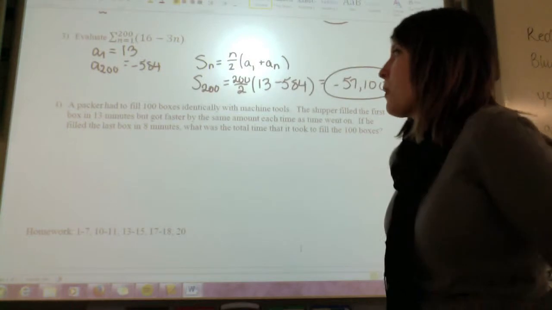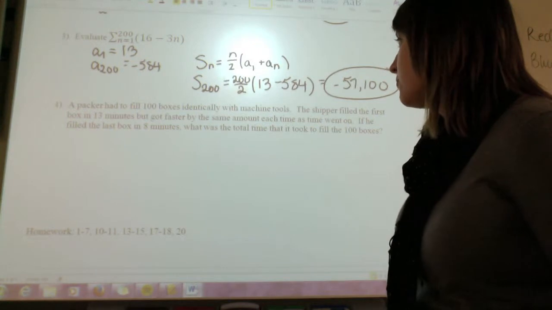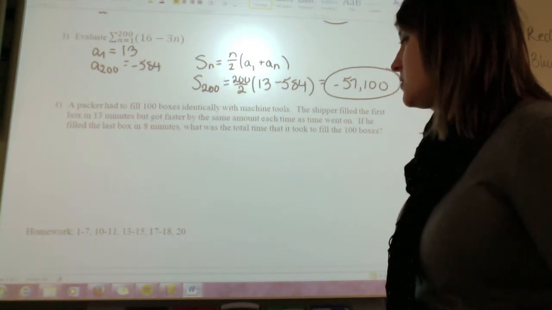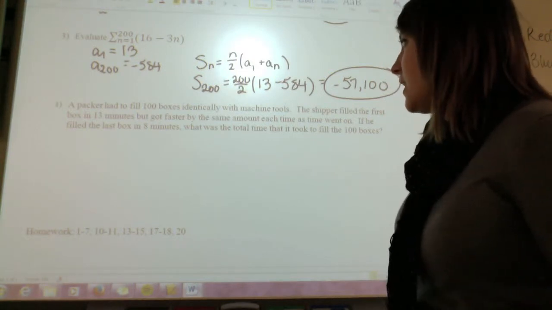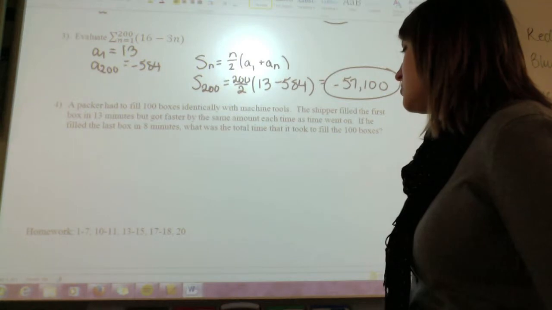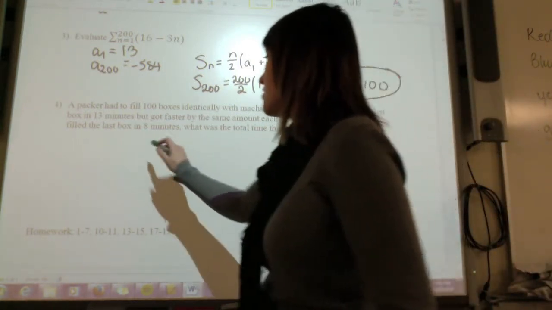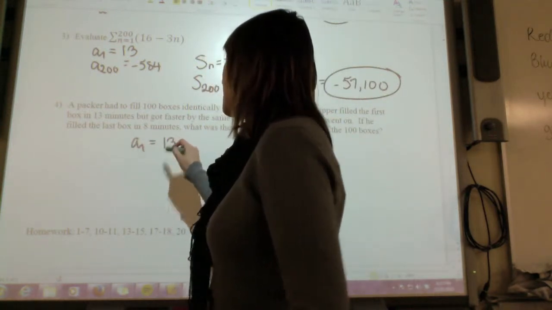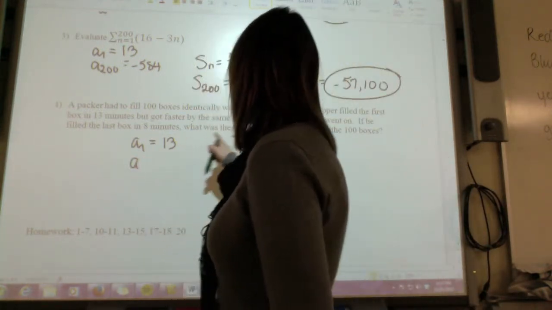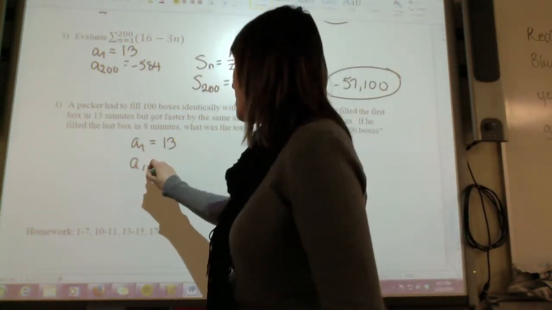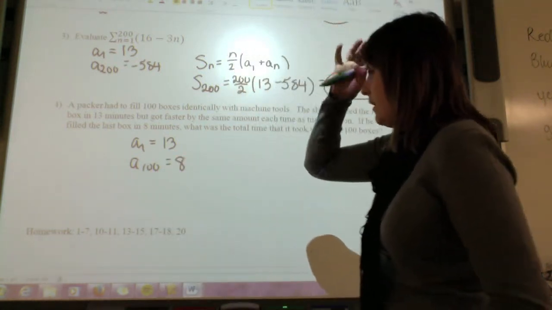Okay, my last problem. A packer had to fill 100 boxes identically with machine tools. The shipper filled the first box in 13 minutes, but got faster by the same amount each time. Hint, hint, it's arithmetic. Okay? If he filled the last box in 8 minutes, what was the total time it took to fill 100 boxes? So in this case, I know that my first term is 13. I know it took 13 minutes to fill that first box. I know that my last term, which by the way, since there are 100 boxes, is my 100th term, is 8 minutes. It took 8 minutes to fill that last box.